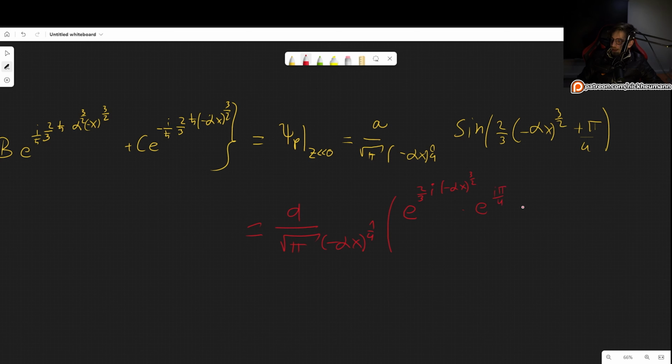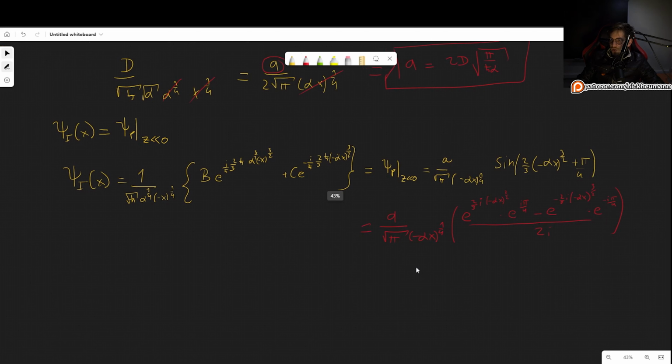It's the same. And then minus e to the minus 2/3 i minus alpha x to the 3/2. And then we can write this as plus pi over 4, or we can write this as times another exponent to the minus i pi over 4. And all of this divided by 2i. Okay, so now we need both of these things to be equal, right? That has to be equal to that.